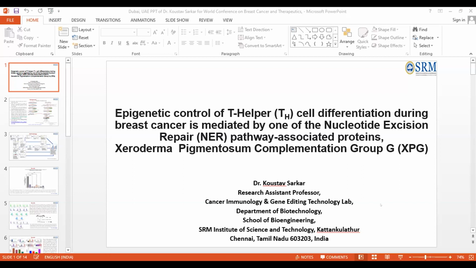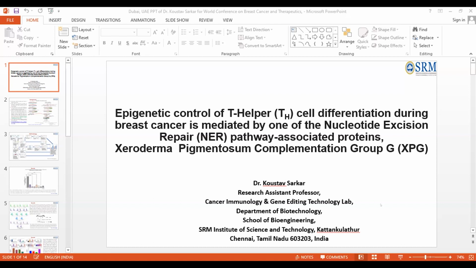In this meeting, we are mainly observing topics associated with the modification of different types of cancers and other epigenetic mechanisms. But the topic which I have chosen is totally different, because till now we knew that cancer originates from the genetic perspective. But now we are the first to show the epigenetic control of T helper cell differentiation, and how it can be controlled by nucleotide excision repair proteins.